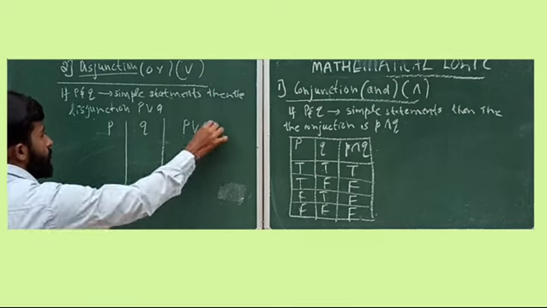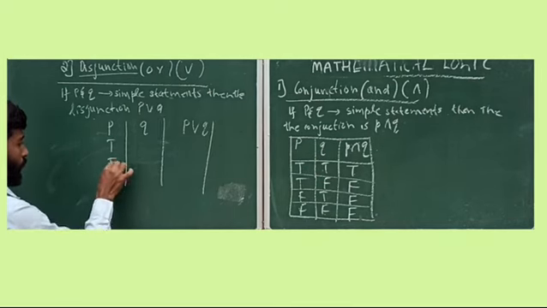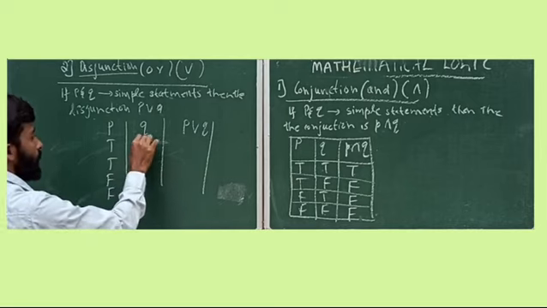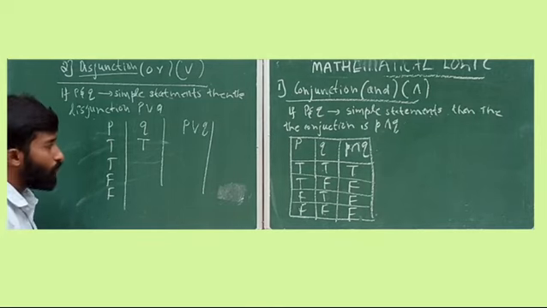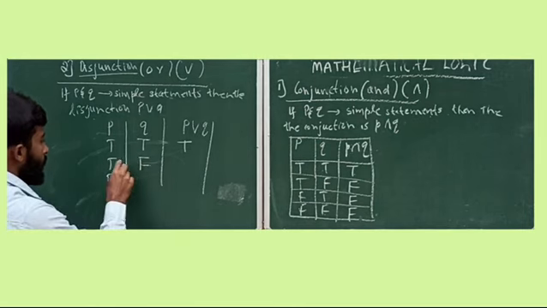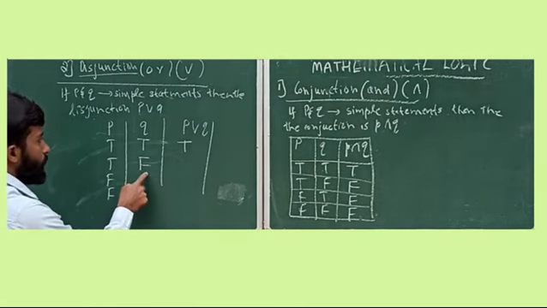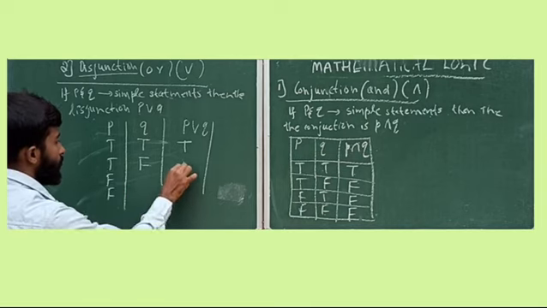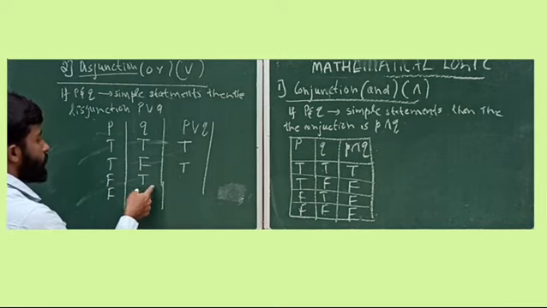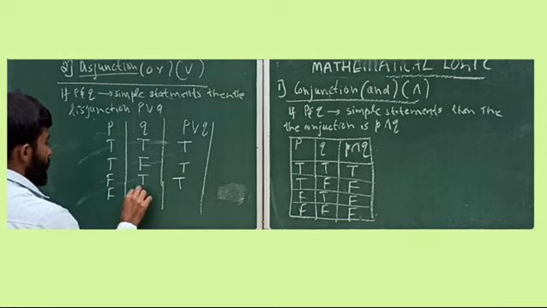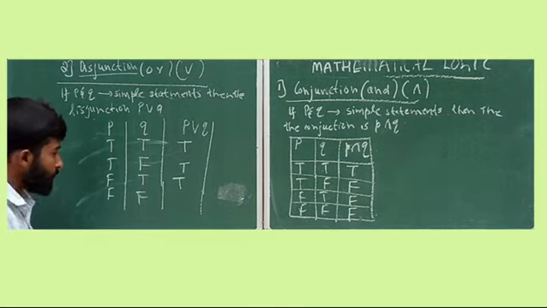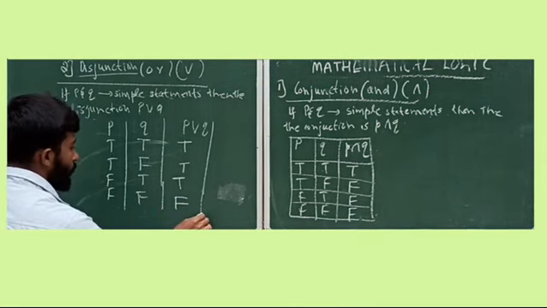Here I am taking the values true, true, false, false. Then true true: P is true, statement Q is true, then the disjunction is also true. True false: statement P is true, statement Q is false, again it's equal to true. False true: P is false, Q is true, then again it's equal to true. False false: both statements are false, P is false, Q is false. That time only, P or Q is false.